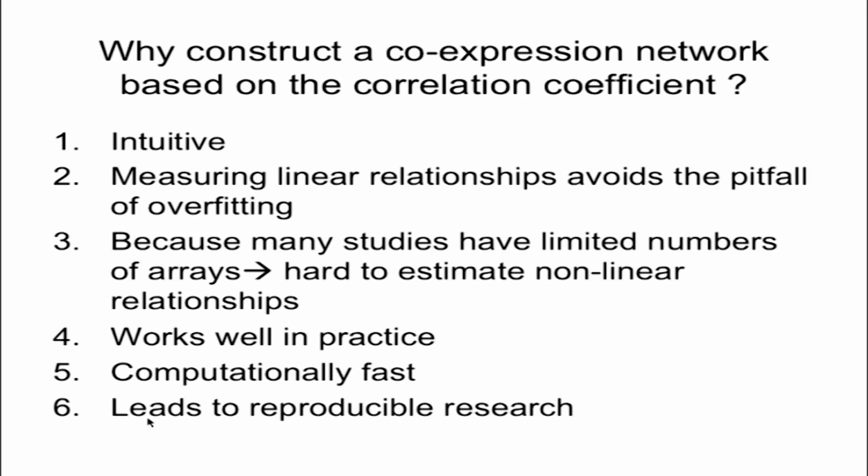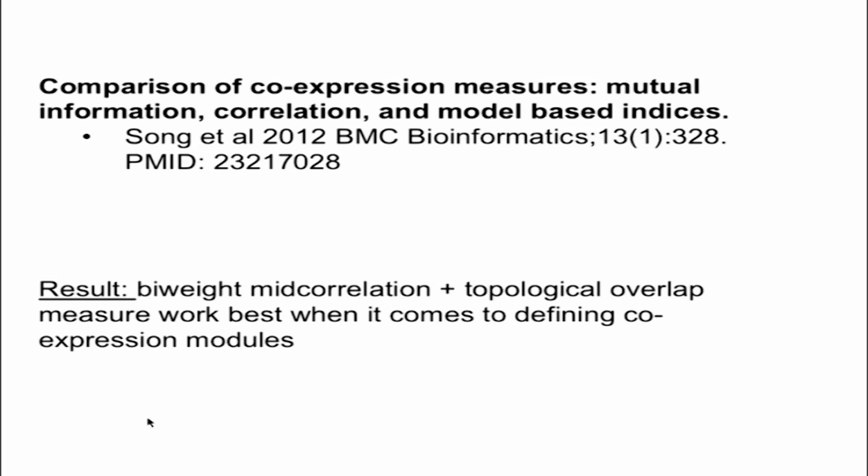Why? Because a lot can go wrong when you estimate nonlinear relationships. For example, some outliers may mislead you to think that there's a nonlinear relationship. Lin Song has carried out a very comprehensive comparison of different co-expression measures, for example, mutual information versus correlation coefficients and many other measures.